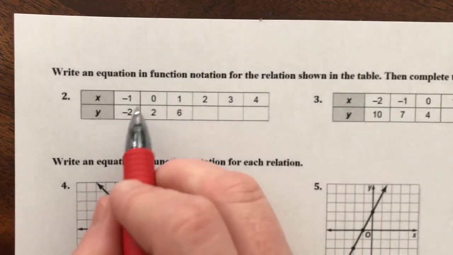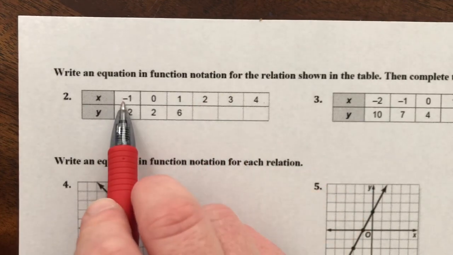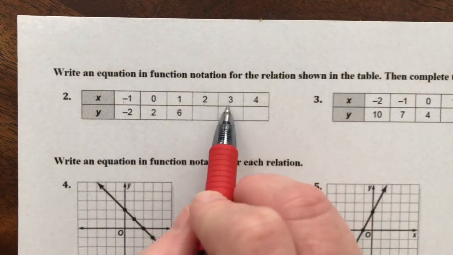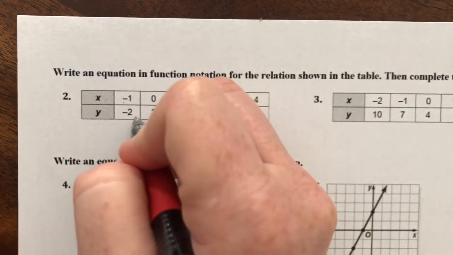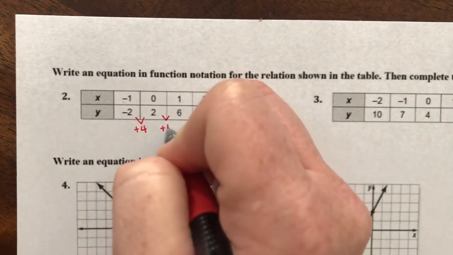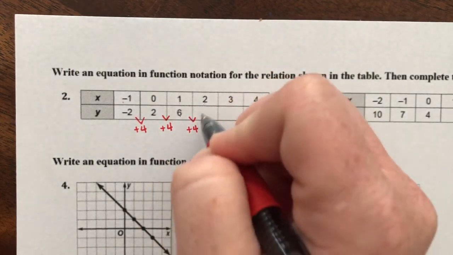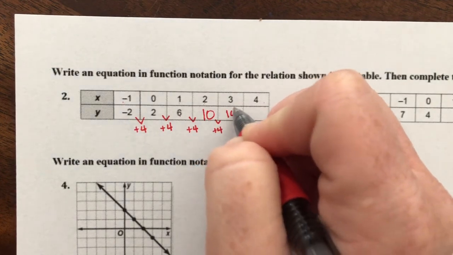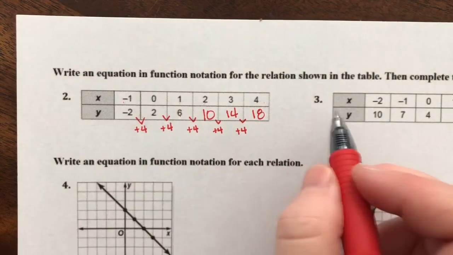All right, so here, looks like we're going up by 1 across the top, right? -1 plus 1 is 0, 0 plus 1 is 1, 1 plus 1 is 2, 2 plus 1 is 3, 3 plus 1 is 4. What am I doing on the bottom? -2 to +2, I added 4. +2 to +6, I added 4. So if I add 4 again, 6 plus 4 is 10. 10 plus 4 is 14. And 14 plus 4 is 18. So here's my table.